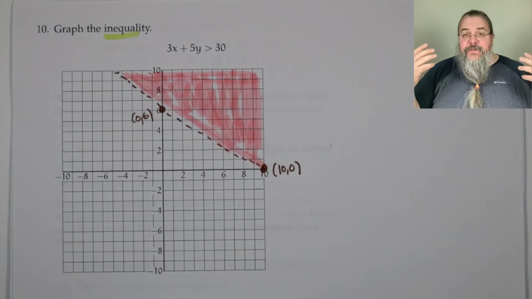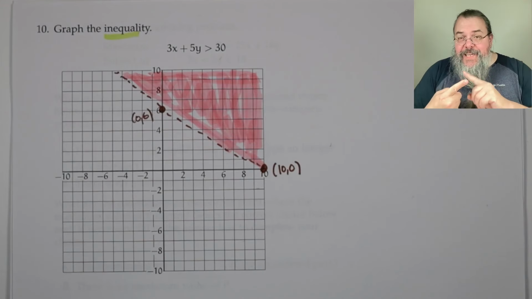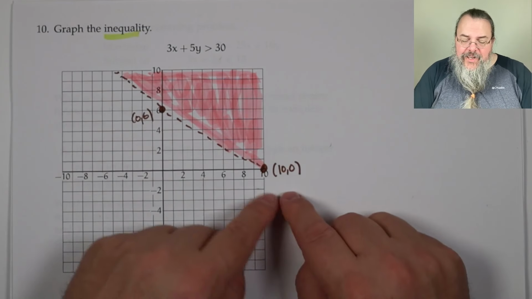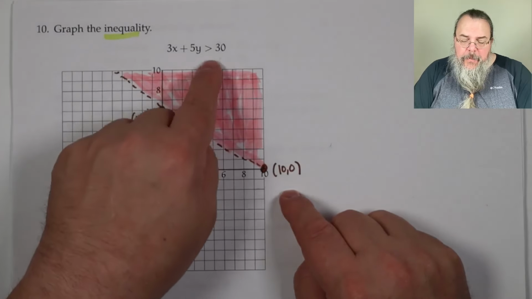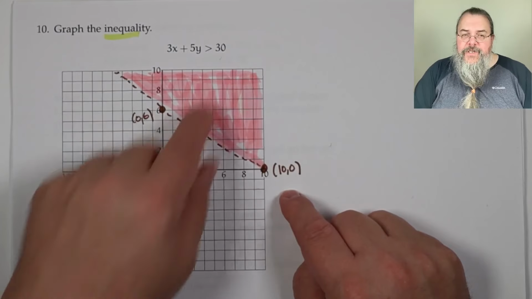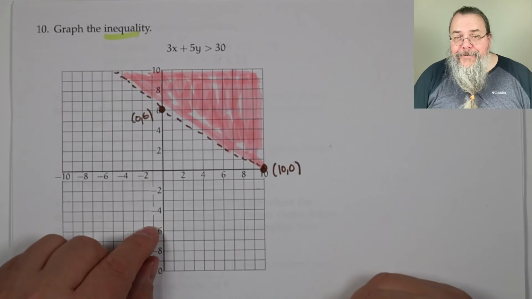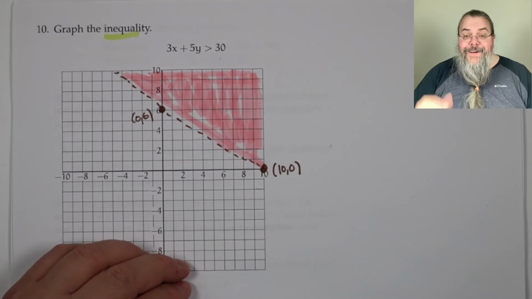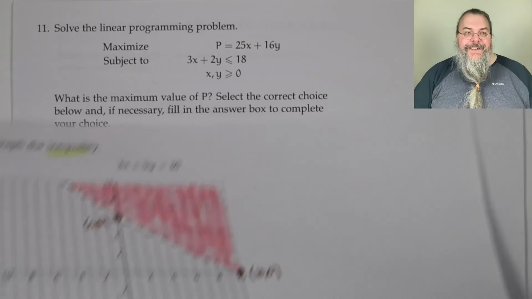All right. So again, procedure, find some easy points. I like to find points on the axes. Use that to connect the line. Check the type of inequality. Is it dashed or solid? Test a point to figure out which side to shade in. And that's your graphing the inequality. You're done. All right.